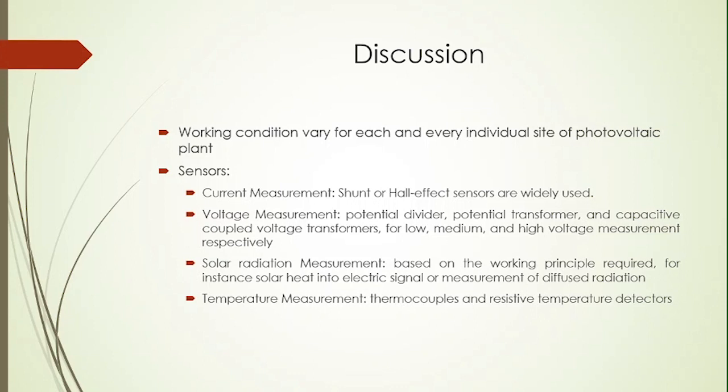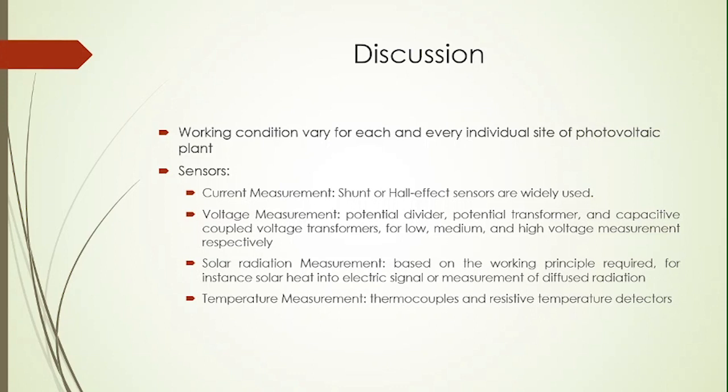Depending on the scale of PV plants, shunt or Hall effect sensors are used widely for current measurement. The shunt sensor is low cost but inaccurate at high current values, whereas the Hall effect sensor is a high cost, high accuracy sensor. Other sensors are either costlier or have practical constraints which allow usage in particular conditions only. Voltage measurement is carried out with the help of potential divider, potential transformer, and capacitive coupled voltage transformer, which are used for low, medium, and high voltage measurements respectively.